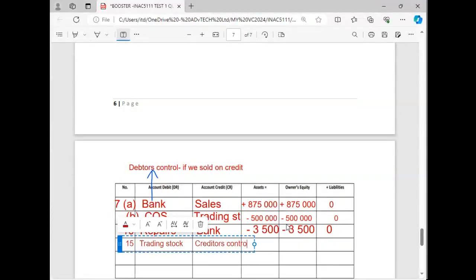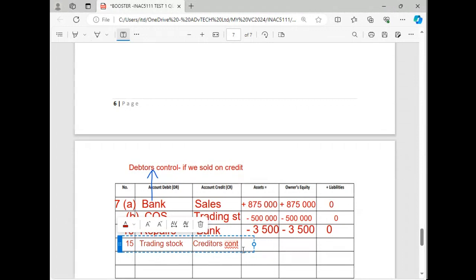So if someone just puts creditors, would that be wrong? No, I'll give them a mark. But I'm talking about the exam. In the exam, I can give the mark, but please just write control. I'm just checking for everyone else. So they must just write in full to be safe. You never know.